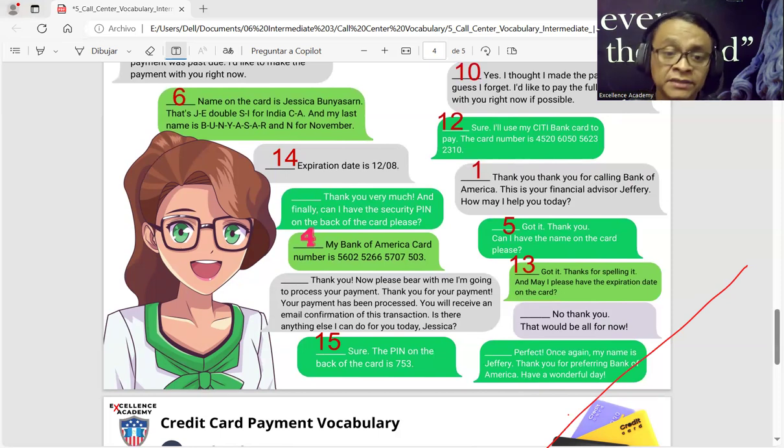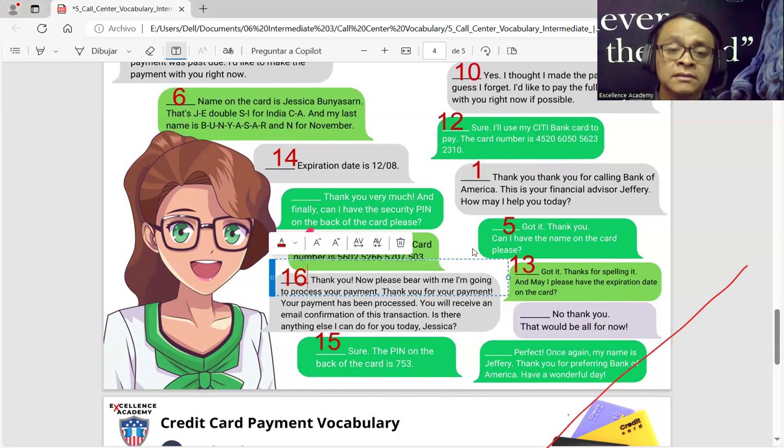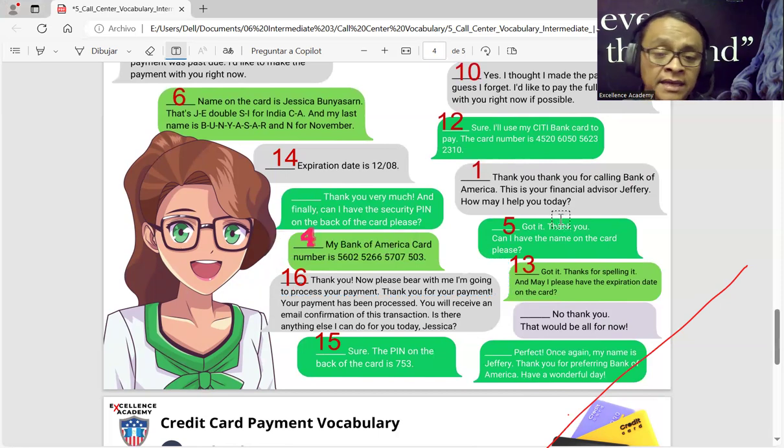Then with that information, 16. Agent says, thank you. Now, please bear with me. I'm going to process your payment. Thank you for your payment. Your payment has been processed. You will receive an email confirmation for this transaction. Is there anything else I can do for you today?